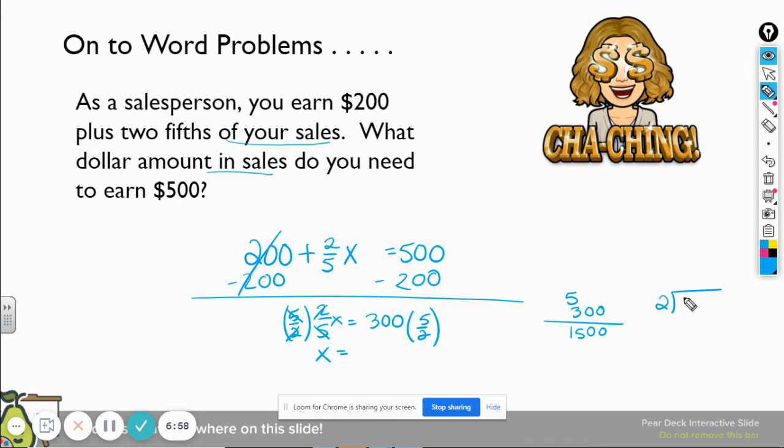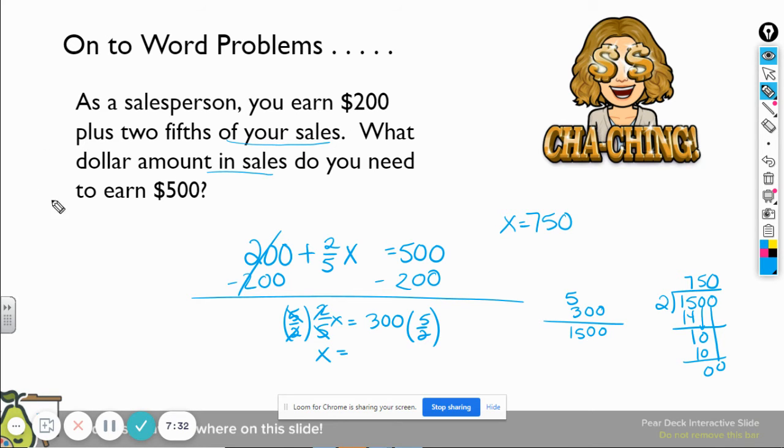So 2 goes into 1,500. 2 goes into 15 7 times. 7 times 2 is 14. Yes, you can just do it in your calculator. That's true. And this 0 is going to come down, but this is actually how you do math. 2 goes into 10 5 times. 5 times 2 is 10. And 10 minus 10 is 0. Drop down another 0. And 2 goes into 0 times. So X is equal to 750.